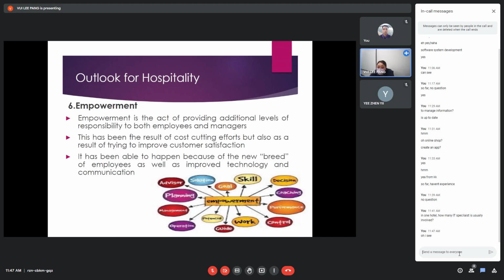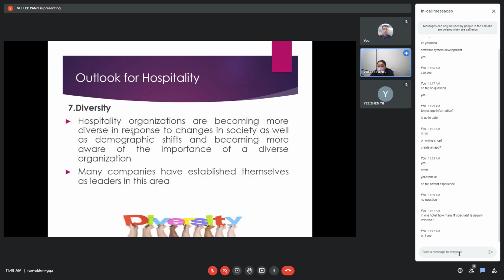Okay, and then empowerment is the aim of providing an additional level of responsibility to both employee and manager. It is a result of cost-cutting efforts, but also of trying to improve customer satisfaction. It has been able to happen because of the new breed of employee as well as improved technology and communication. And then diversity is another outlook for hospitality. They become more diverse to change with society, especially because of the demographic shift. They are also aware of the importance of a diverse organization. So many companies have established themselves as leaders in this area.